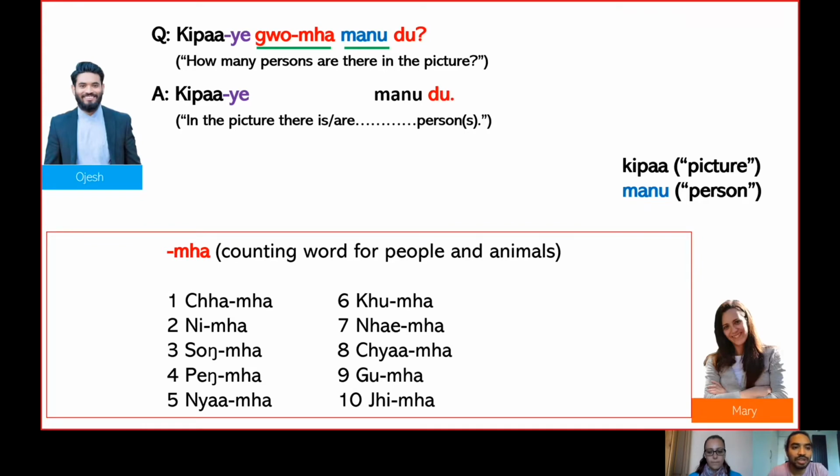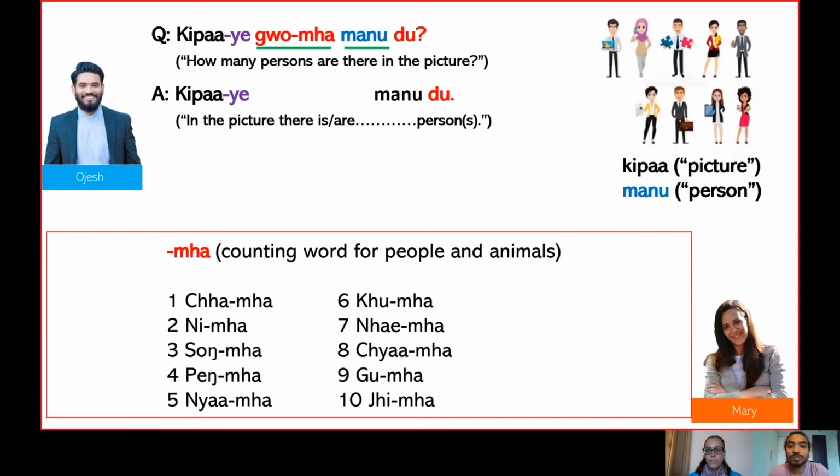Please look at the picture and answer my questions. Kipa goma manudu? Kipae nyama manudu. In the picture, there are 5 people. That's correct. Now, the last one. Kipa goma manudu? Kipae guma manudu. In the picture, there are 9 people.